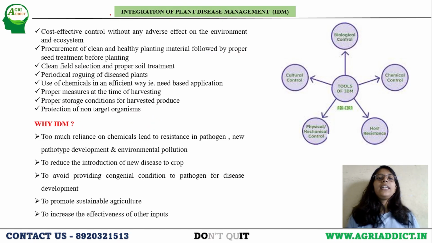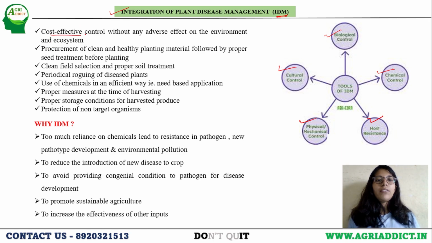Now we will learn about the integration of plant disease management. It is also termed as IDM. So, what are the tools that come under IDM? Biological control, that is the use of biocontrol agents; chemical control, that is the use of various chemicals like fungicides and antibiotics; resistance, like we induce resistance in the host and use disease-resistant cultivars; physical and mechanical methods; and cultural methods. Cultural methods include processes like tillage, flooding, and various other methods that we have already discussed. So, what are the features?